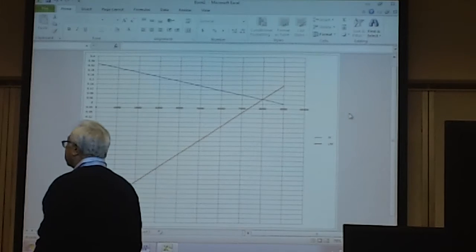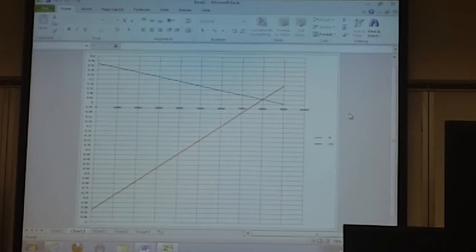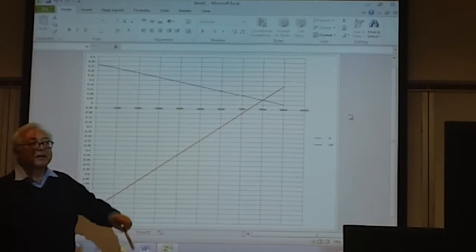We add that government up to these other two constants. This is the autonomous consumption. And this is the investment. The government is in here. So this 0.336 depends upon that government. Which means this point up here depends on government.